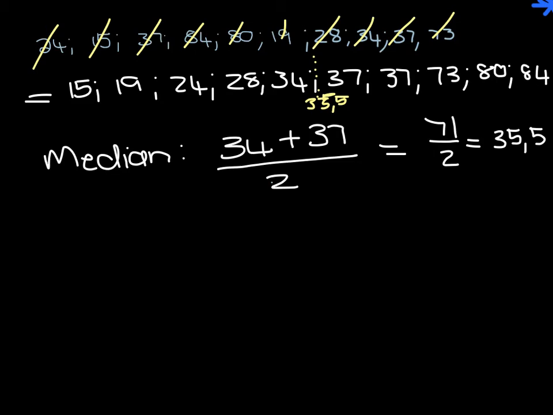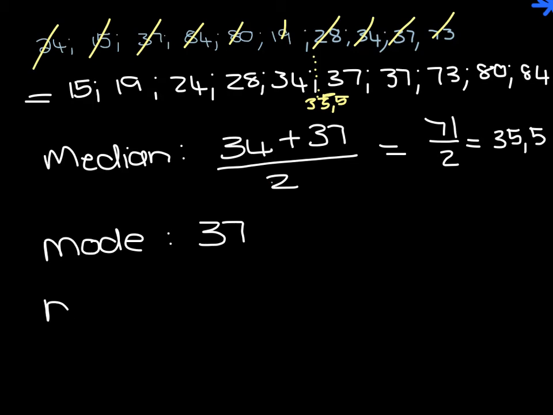The next one you can be asked to find is mode. Mode is simply the one that you find in the set the most. So if there are 2 numbers that appear 3 times, both of them are the mode. In this set, there's only one number that appears more than once, and that is 37. So 37 will be the mode.